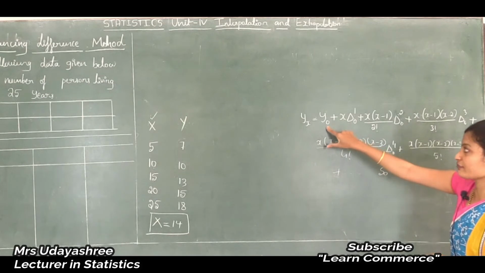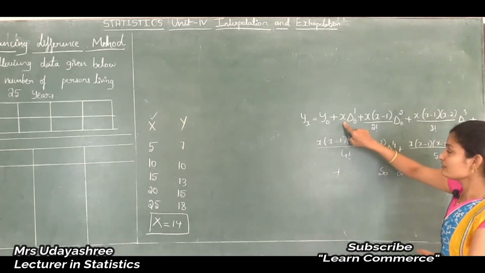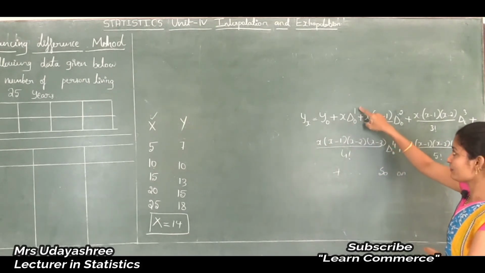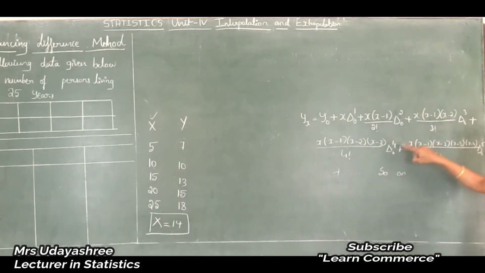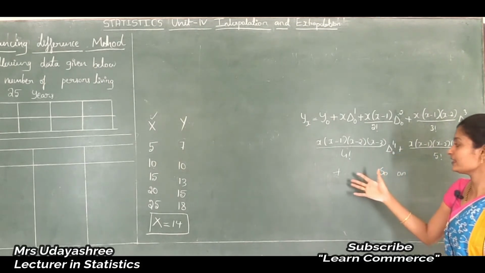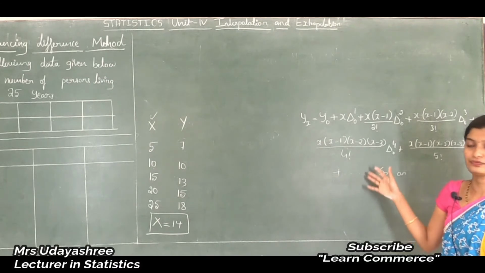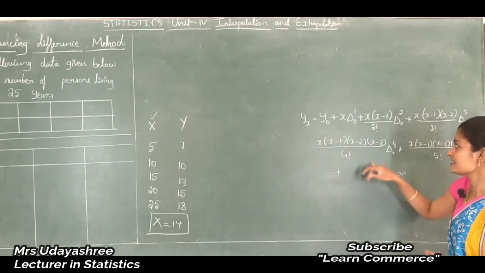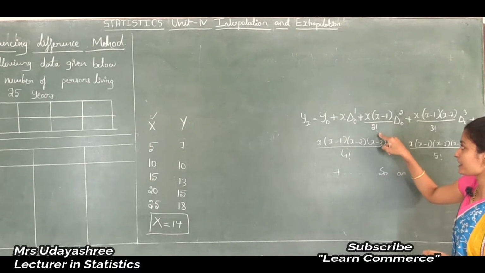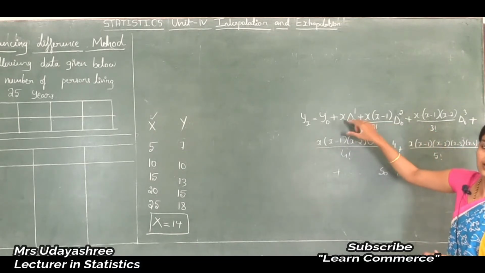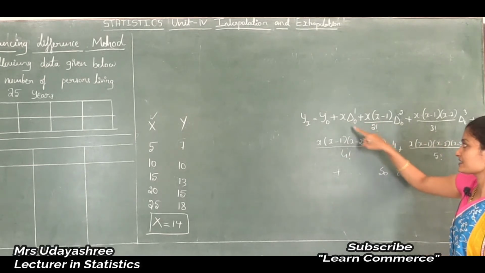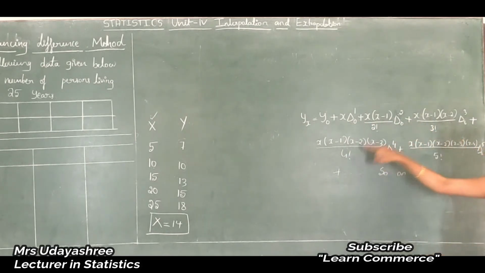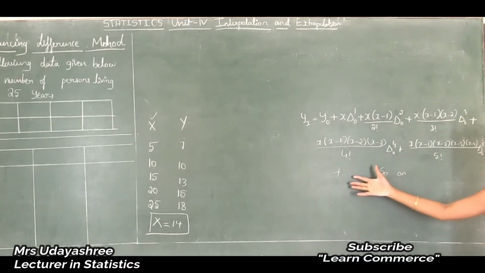See, first term is y naught plus x into delta naught 1, only one term is there. Here it is delta naught 1, delta naught 2, delta naught 3, delta naught 4 and delta naught 5. If there is any more value, it will continue like that, delta naught 6, delta naught 7. And here it is 2 factorial, in the sense this is 1 factorial. 1 factorial is 1 only, so no need to write that. Next 2 factorial, 3 factorial, 4 factorial, 5 factorial, like that it will continue.